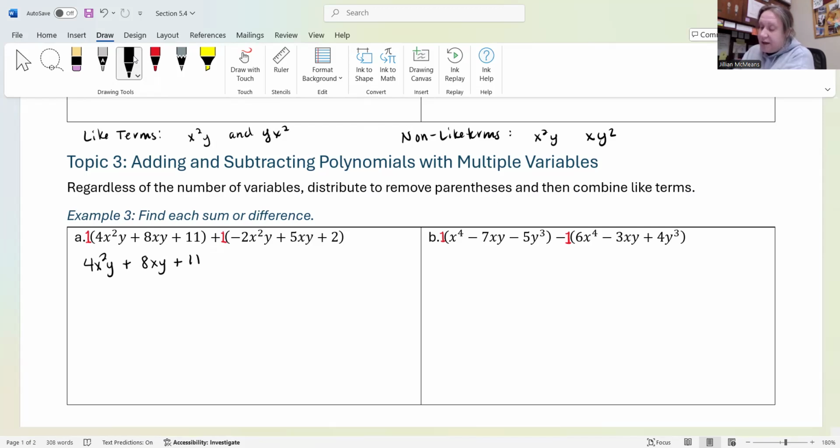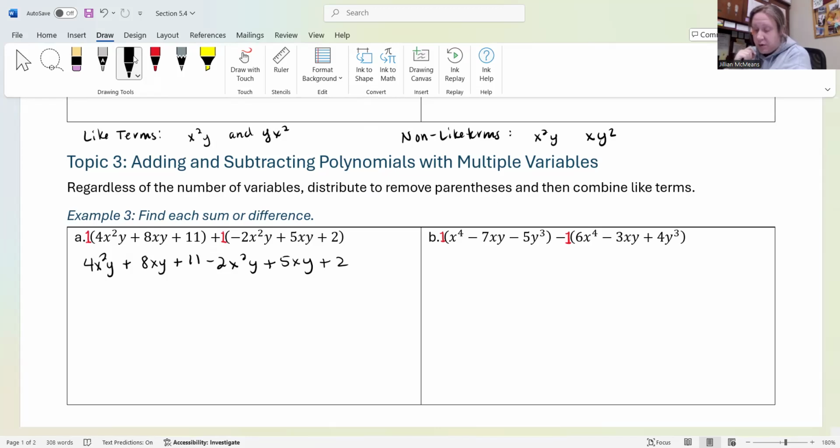So 1 times negative 2x squared y is just minus 2x squared y. 1 times 5xy is 5xy. And 1 times 2 is just plus 2. Okay, so nothing really earth-shattering there. Now, we do need to make note of like terms. So like terms have to have matching variable parts. The variable parts have to be exactly the same.